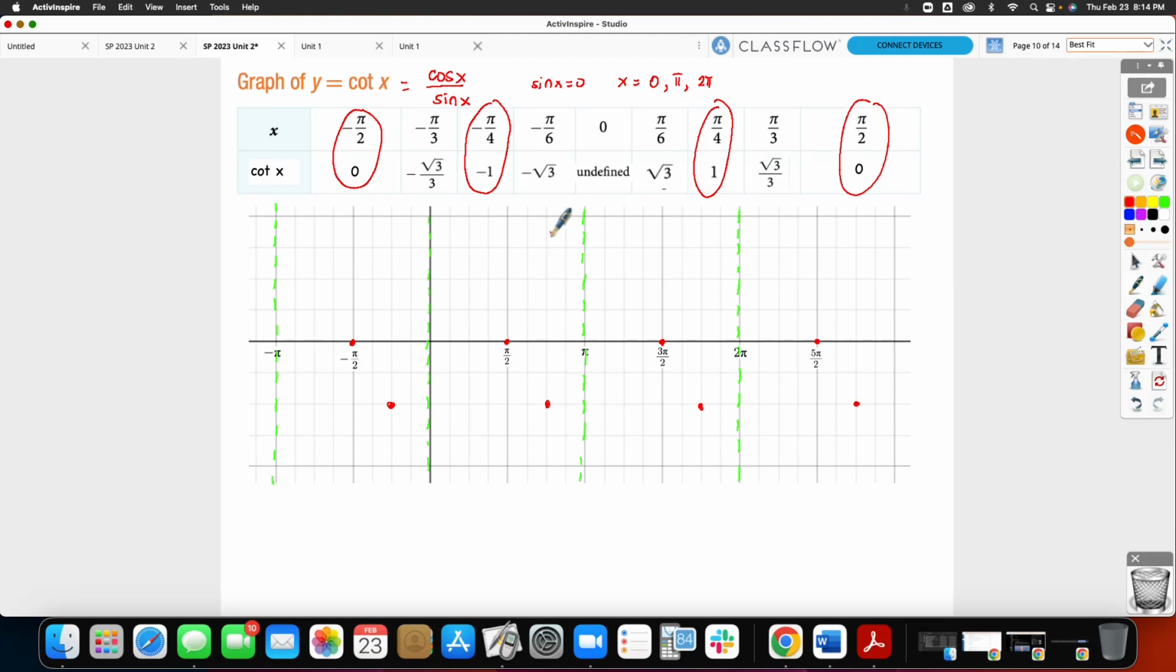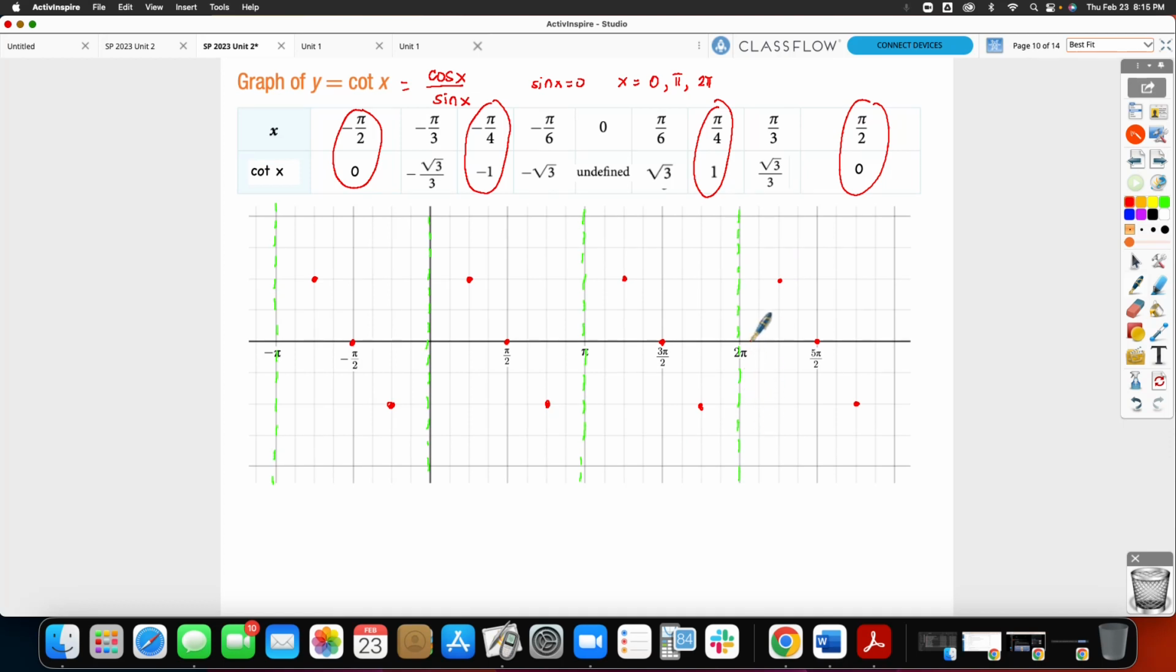And then when x is equal to pi over 4, between 0 and pi over 2, here's our pi over 4, your y is equal to 1. So this point is repeated here, right here, and then right here.